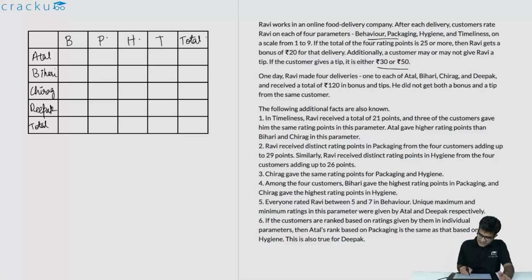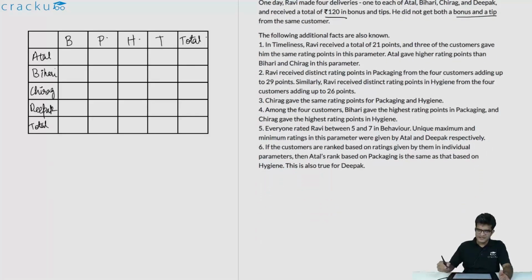The first clue is that the total he received is 120 rupees and nobody gave him a bonus and a tip from the same customer. So essentially the total is equal to 120 and the numbers which make up this 120 are either 50 or 30 or 20. And each of the customers can give him at most one of these 3 numbers.